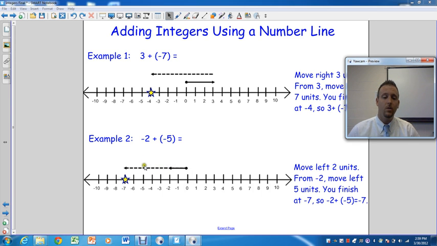1, 2, 3, 4, 5. We end up at -7. Let's review. We moved to the left 2 units. From -2, we moved to the left 5 units. We finished at -7. So -2 plus -5 equals -7.